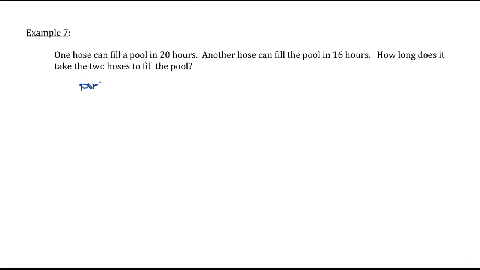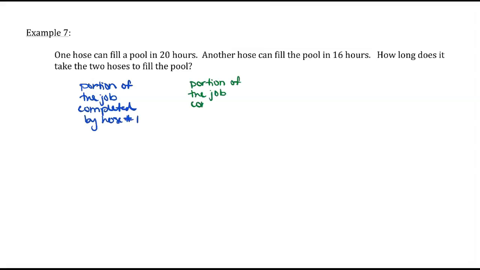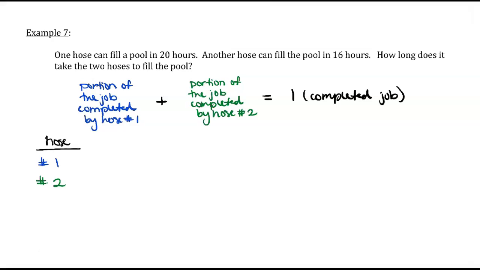We'll have some portion of the job completed by hose number 1, and we'll have some portion of the job completed by hose number 2. And adding these two portions together gives us a total of 1, or a completed job. Let's start by looking at each hose separately. We are told how long it would take to complete the job with either hose separately. It takes 20 hours for hose number 1 to complete the job alone, and it takes hose number 2 16 hours to complete the job alone.